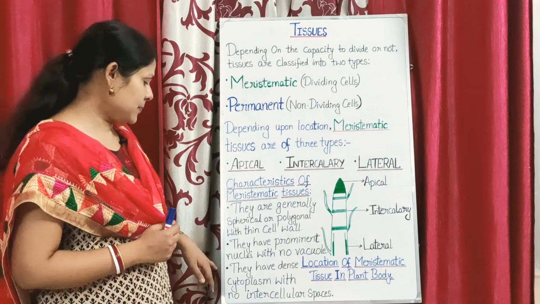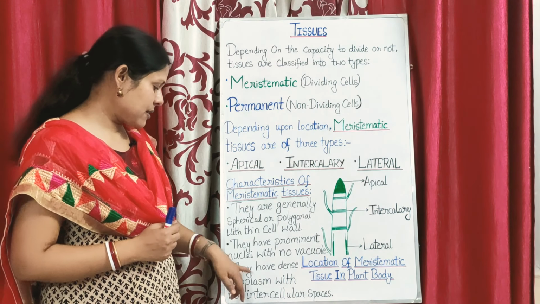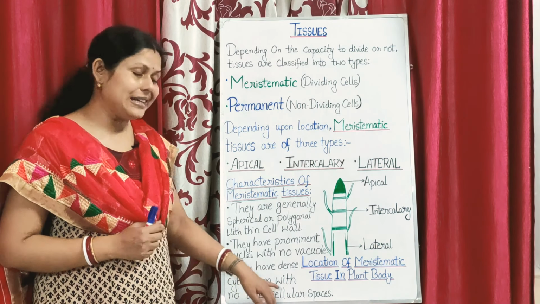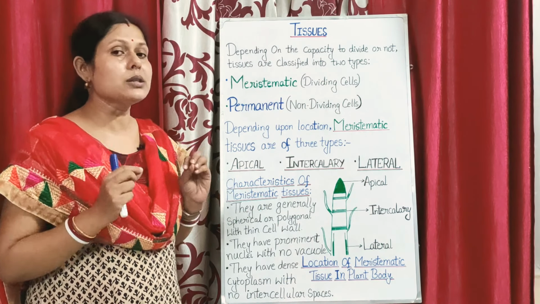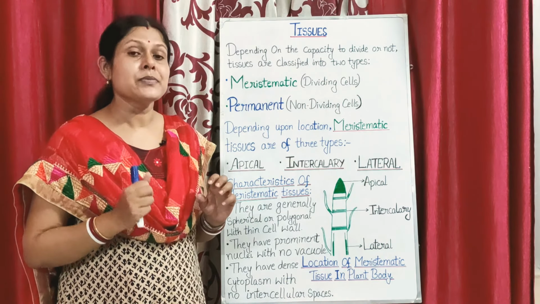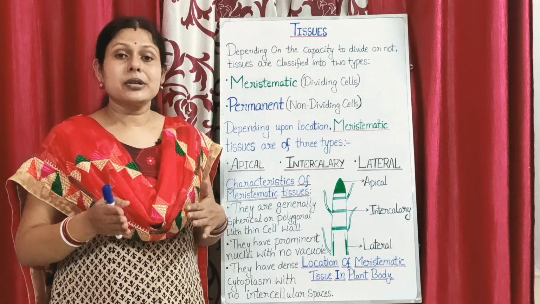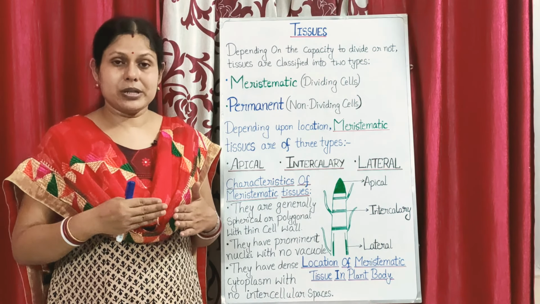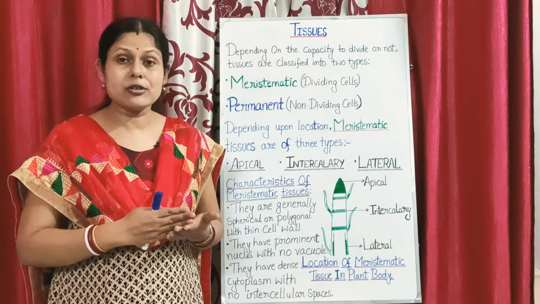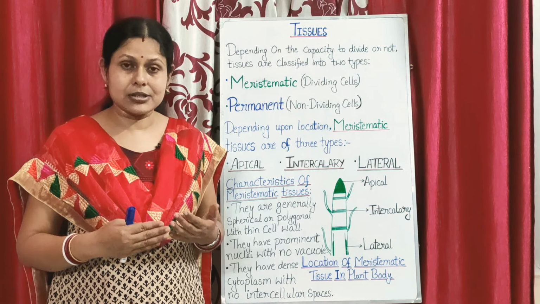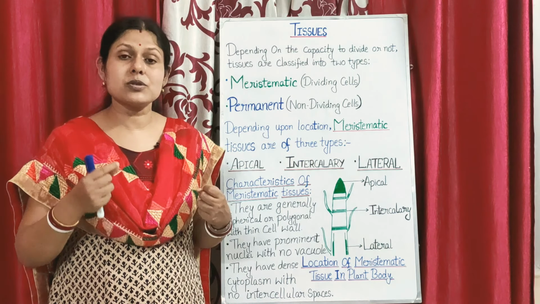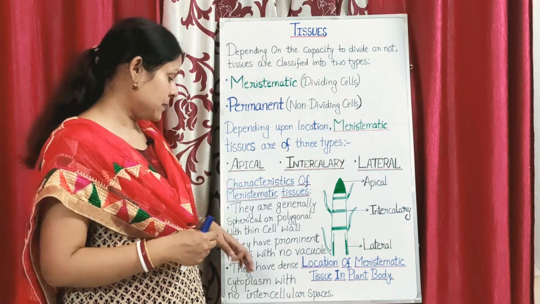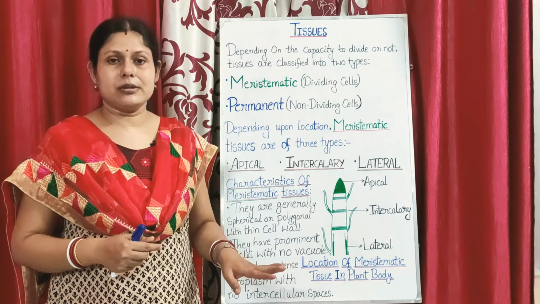The next property of meristematic cells is that they have dense cytoplasm with no intercellular spaces. The cytoplasm is dense, meaning it has all the required substances present in it, including reserve food material. Because if there is no food material, how would the breakdown of food take place to release energy? So the cytoplasm is provided with ample substances required for cell division, and they have no intercellular spaces.